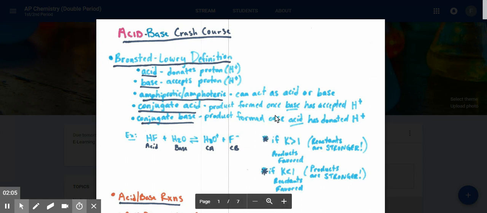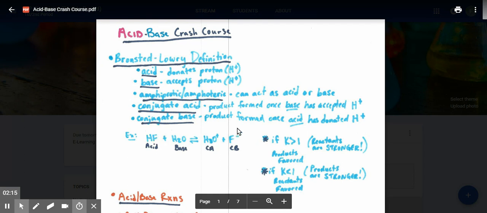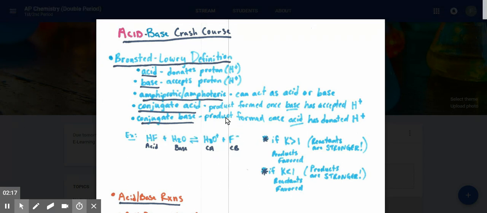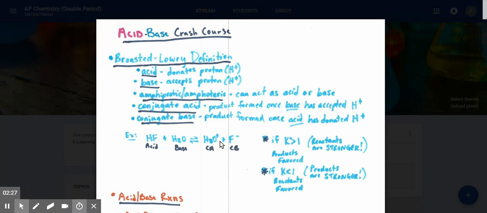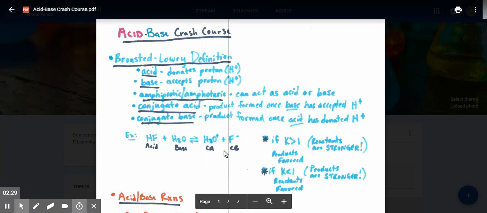There's another thing that they like to ask, tying in your K value. So if they give you a K value that's greater than 1, then that means that the products are favored. What that means is that the reaction's going to the products, it's making products. In order for that to happen, the acid and the base on the reactant side have to be stronger than the acid and the base that you see on the product side.